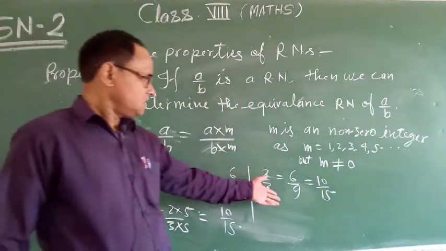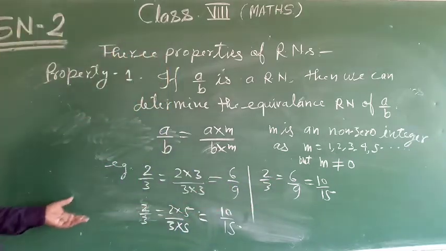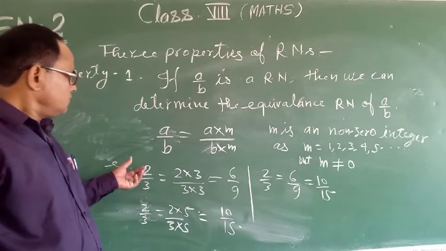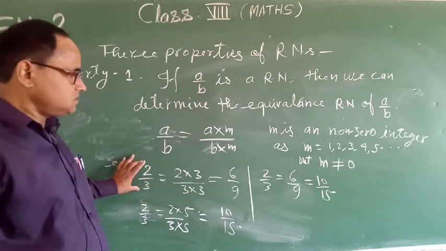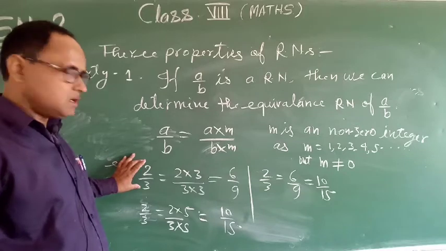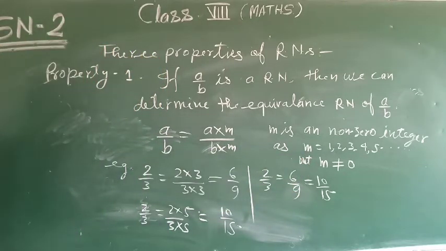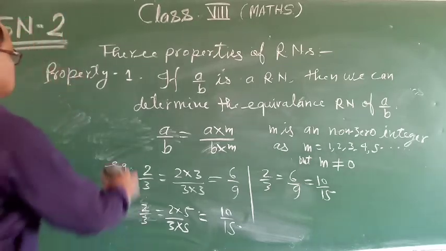Okay, students, these types of questions you can solve. We can find the equivalence relations of the given rational number by this method. Okay, students. After this, property number second.